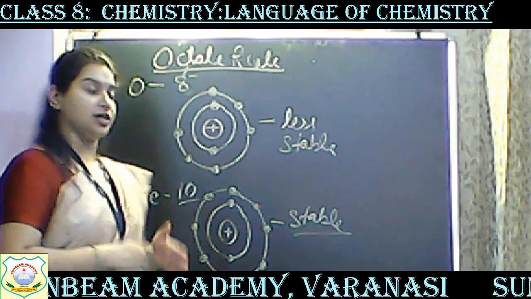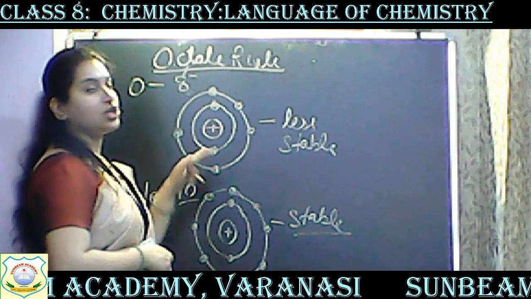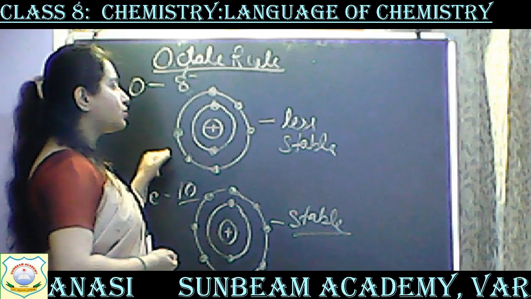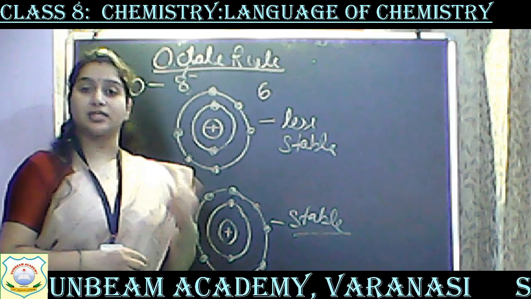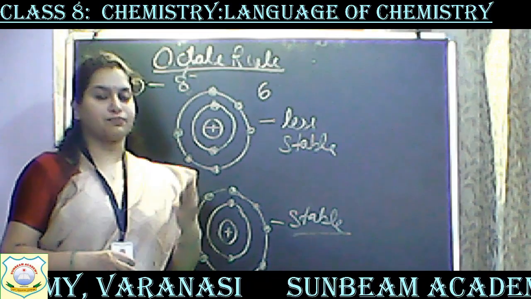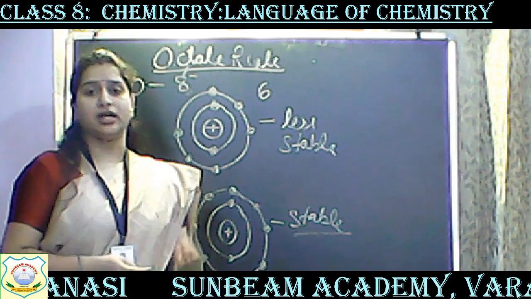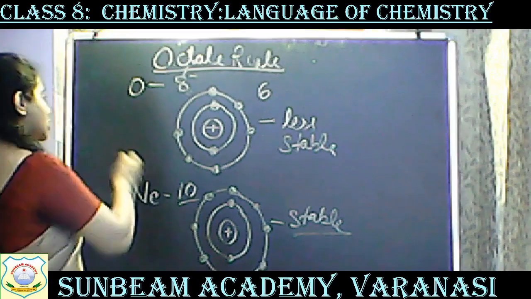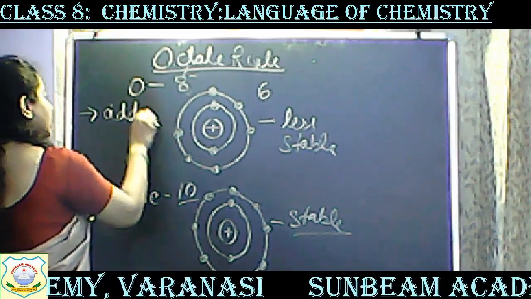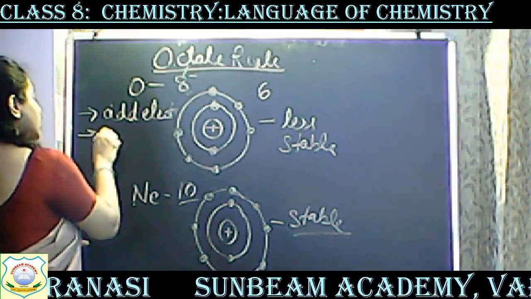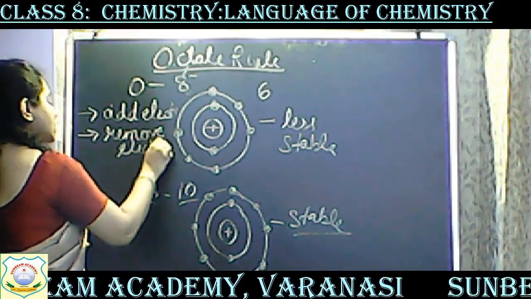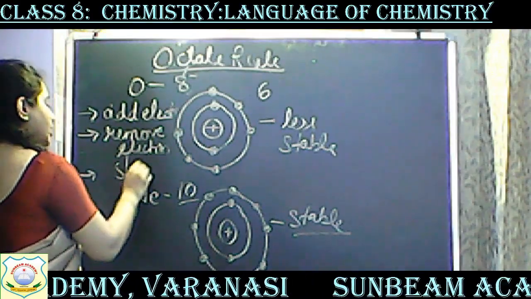Now the question is, if we want to make oxygen stable, what do we have to do? In the outermost shell we have 6 electrons. To make it stable, there are 3 possibilities by which we can make any element stable. What are the 3 possibilities? First, we can add electrons. Second, we can remove electrons to make it stable. And third, we can share electrons.